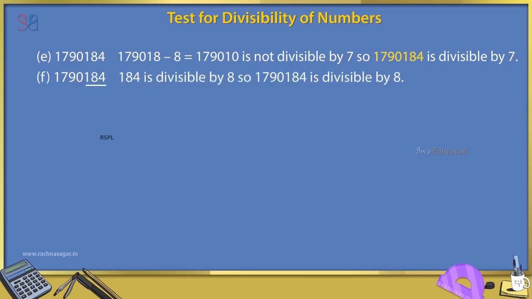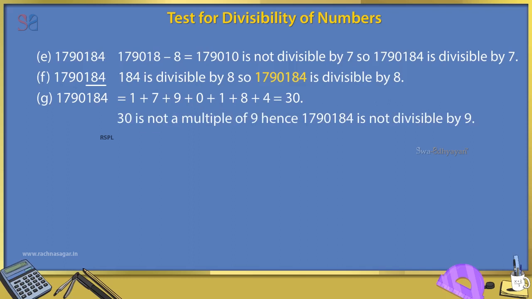F. 17,90,184: 184 is divisible by 8. So, 17,90,184 is divisible by 8. G. 17,90,184: 1 plus 7 plus 9 plus 0 plus 1 plus 8 plus 4 is equal to 30. 30 is not a multiple of 9. Hence, 17,90,184 is not divisible by 9.